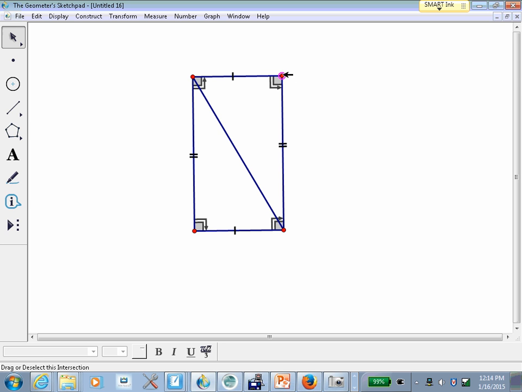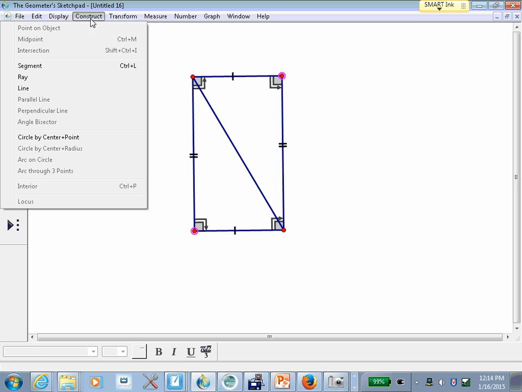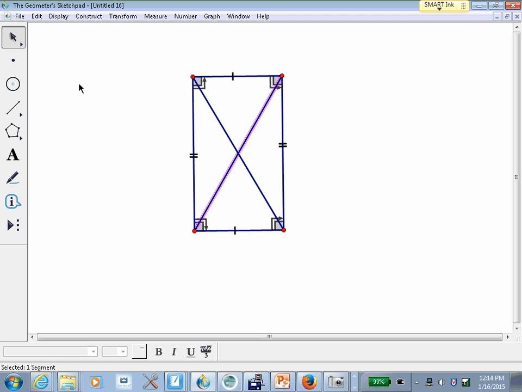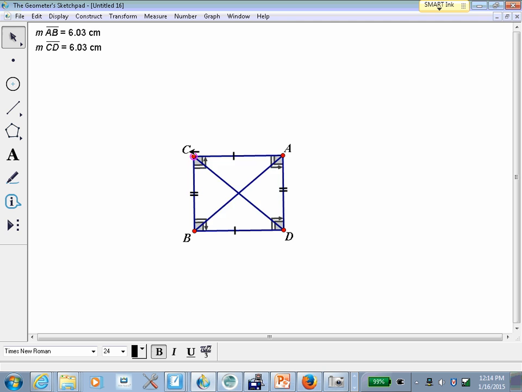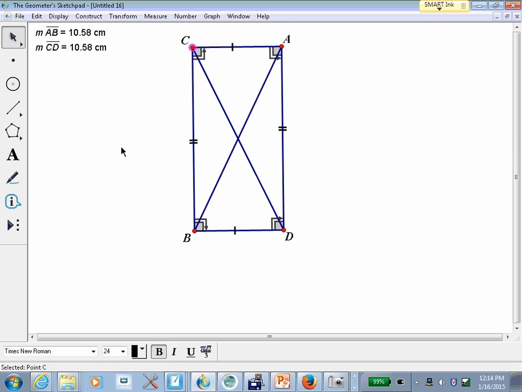So a rectangle has all of the characteristics of a parallelogram, and it has the four right angles from its definition. I am going to measure the lengths of my diagonals. And I see that they're the same. Do they stay the same no matter the size? And it appears that they do. So my diagonals are going to be equal in length.